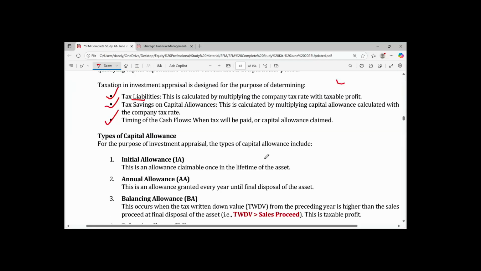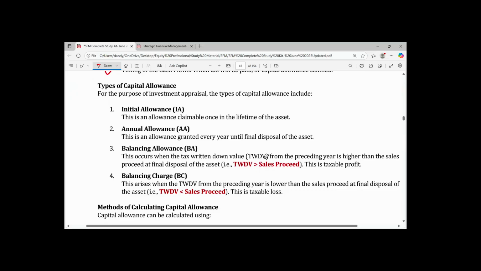Then, what are the types of capital allowance? For the purpose of finance, there are four different types of capital allowance. We have initial allowance, annual allowance, balancing allowance, and then balancing charge. What do you mean by initial allowance? The initial allowance is an allowance claimable once in the lifetime of an asset. If you purchase an asset now and you claim your initial allowance, you cannot claim it again. It is only once in the lifetime of that asset. So that is initial allowance.